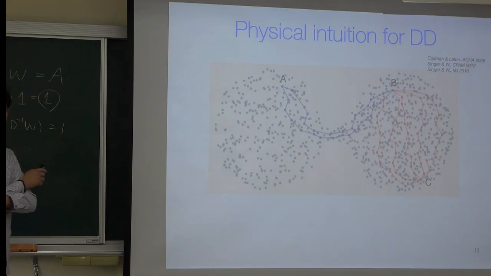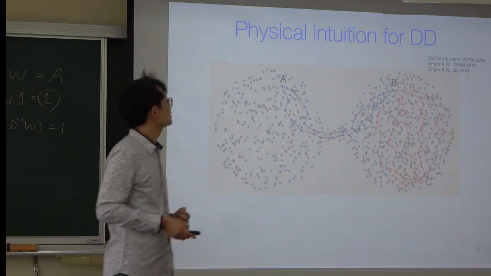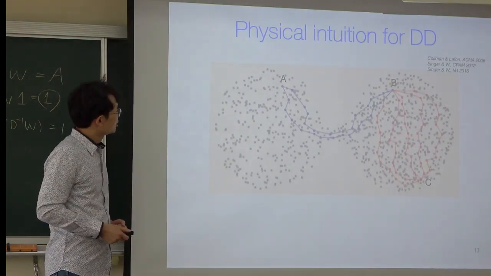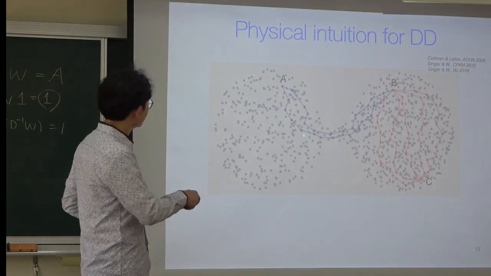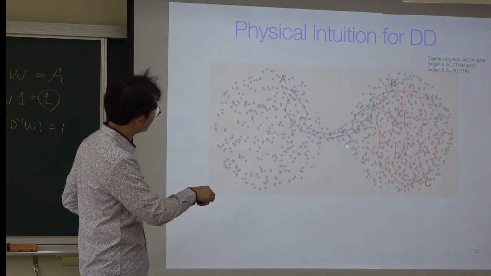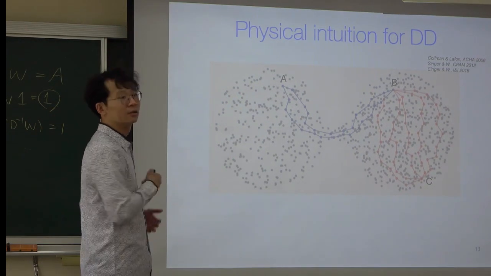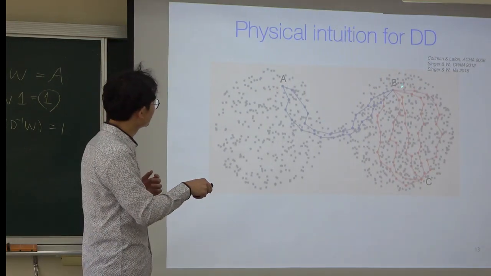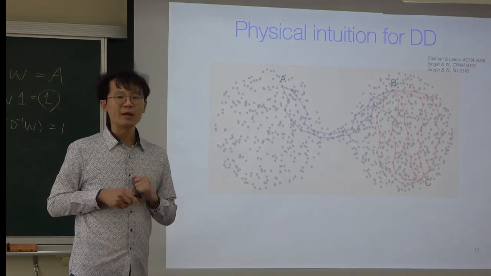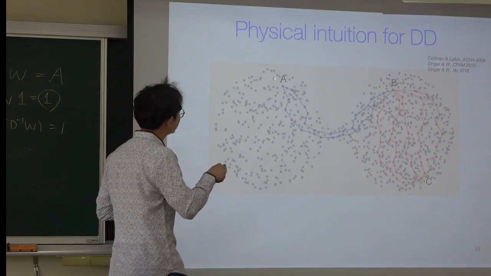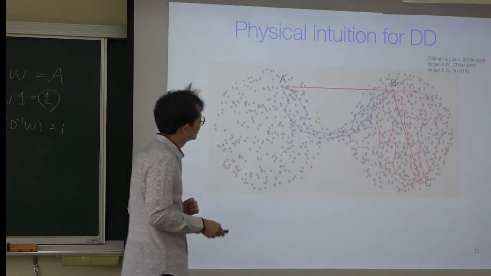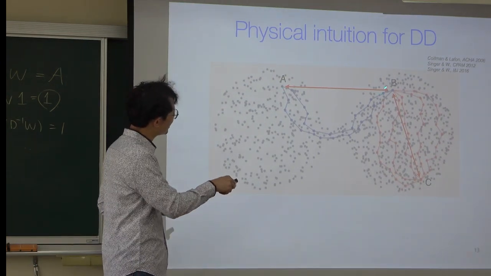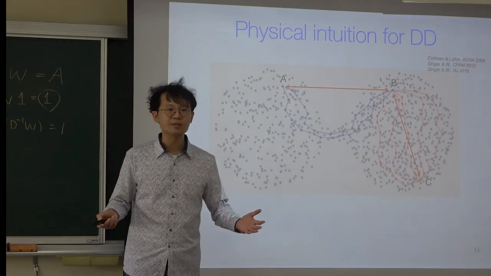But before that, let's take a look at the physical intuition for this diffusion distance. You can see there is a dumbbell-shaped point cloud, with three points, A, B and C. Now I want to evaluate the distance between A and B, and between B and C. As you can see, the Euclidean distances are the same.